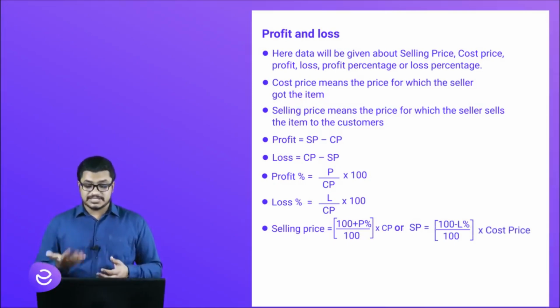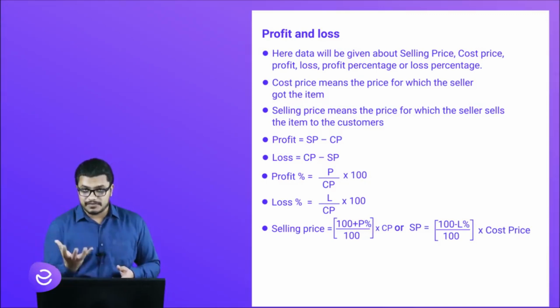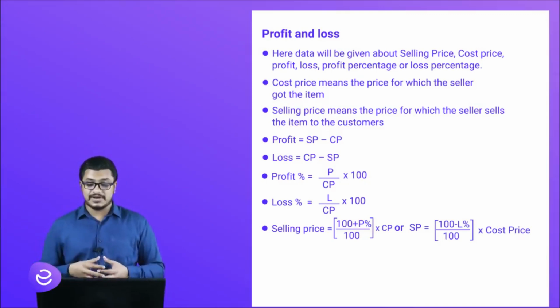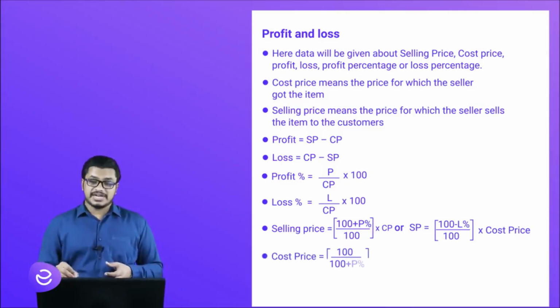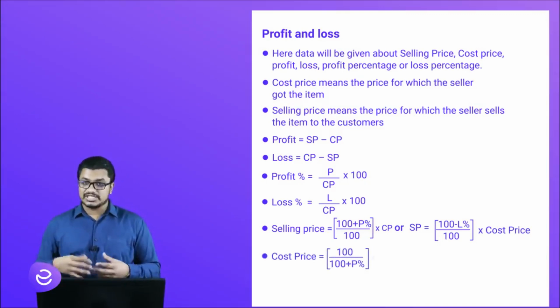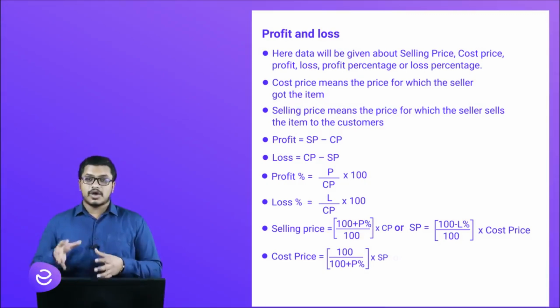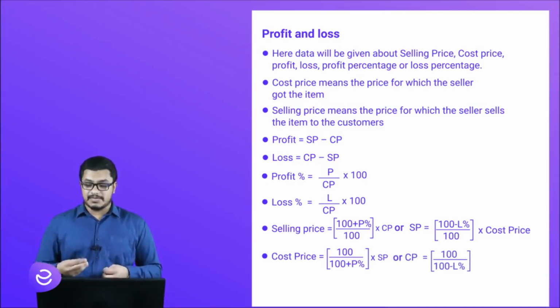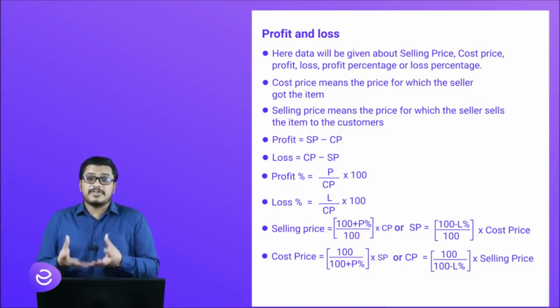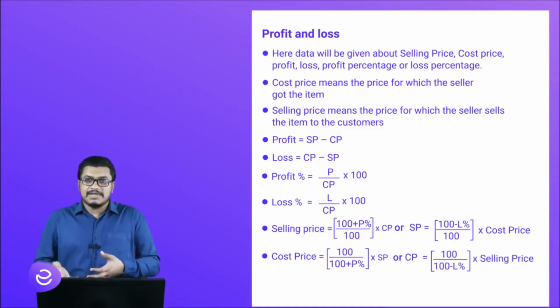Now if you want to find the cost price, and the selling price is given and the profit percentage is given, cost price equals 100 divided by 100 plus profit percentage into selling price, or cost price equals 100 divided by 100 minus loss percentage into selling price. So if profit percentage is given, you will have to add. If loss percentage is given, you have to subtract.